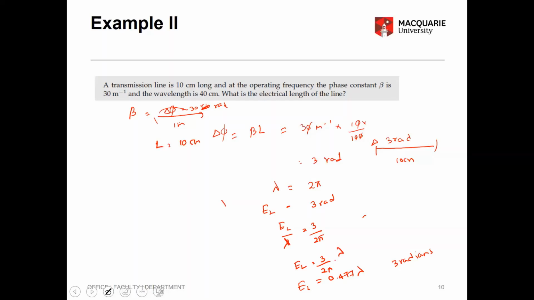Okay, so just go through these examples. The examples are there for you to understand the concept more.